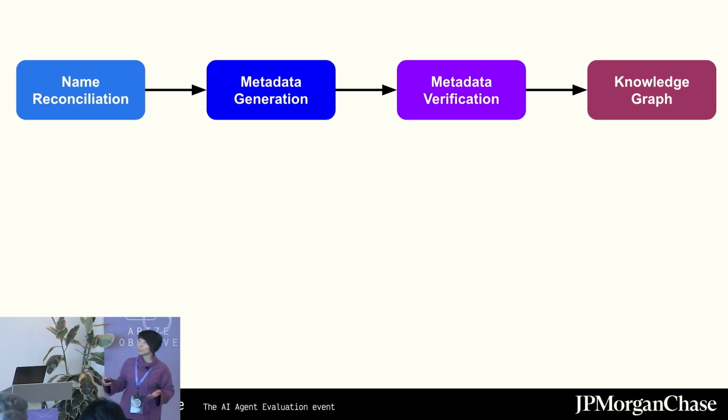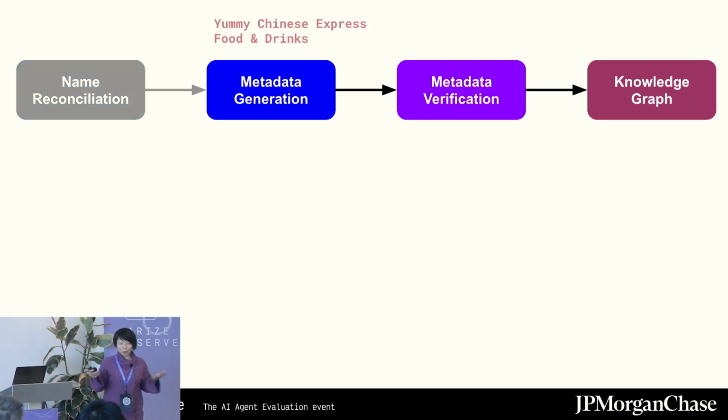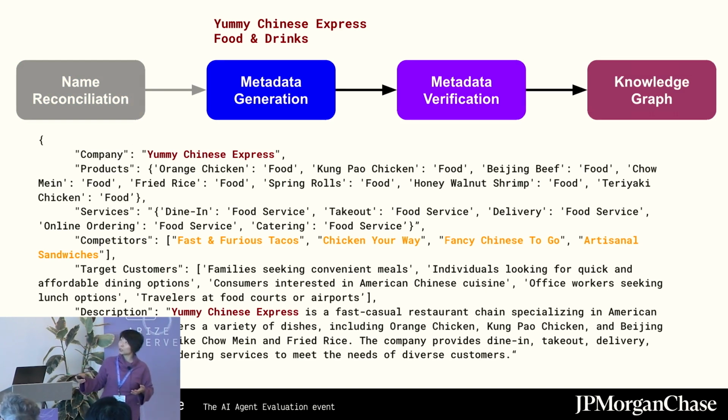Okay, so with name reconciliation, for the rest of this talk, I'm not allowed to show you the actual names, so the company names have been obfuscated, but in a way that you can still get the gist of what the business is doing. Imagine we have Yummy Chinese Express, except you order through Grubhub, so your transaction actually has Grubhub on it. If we didn't use an LLM, it might get confused and think this is Grubhub. But no, it should reconcile to Yummy Chinese Express under food and drinks.